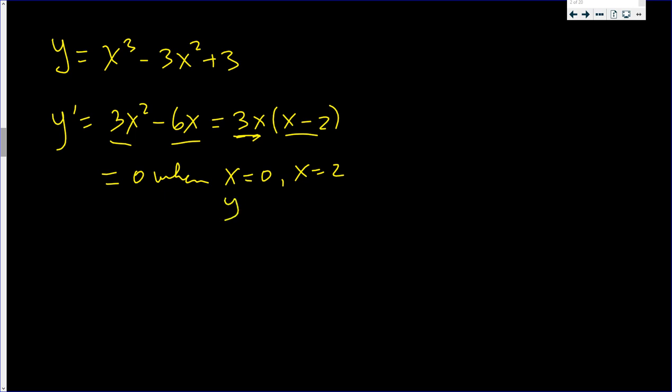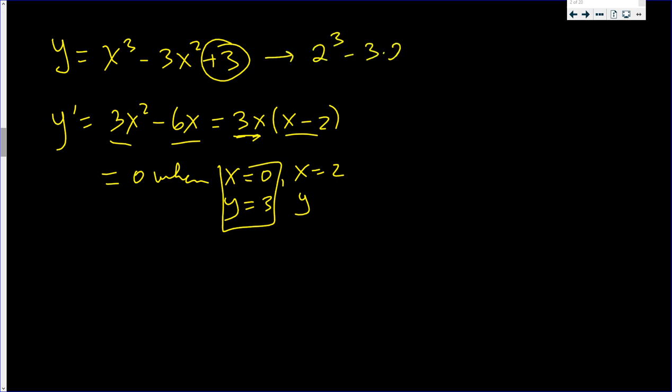Let us find the y values. For a polynomial, when x is 0, the y value is always the constant. So we have that point. When x is 2, you get 2 cubed minus 3 times 2 squared plus 3. You get 8 minus 3 times 4 plus 3. 8 plus 3 is 11. Take away 1 more than 11. You'll be at negative 1.